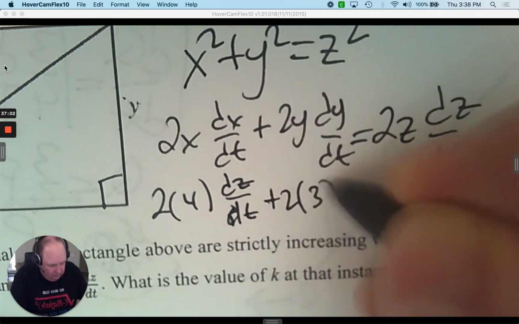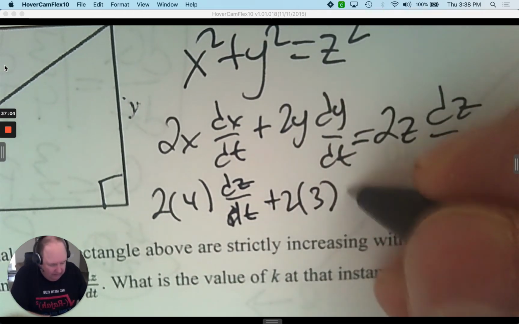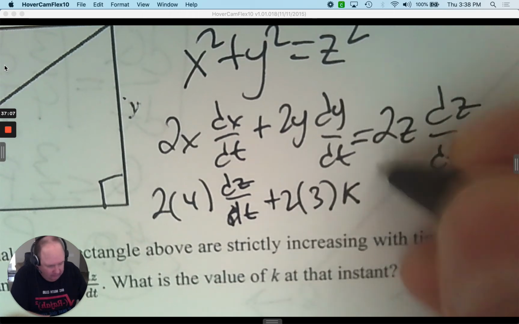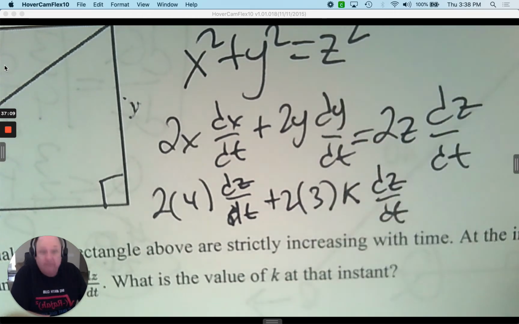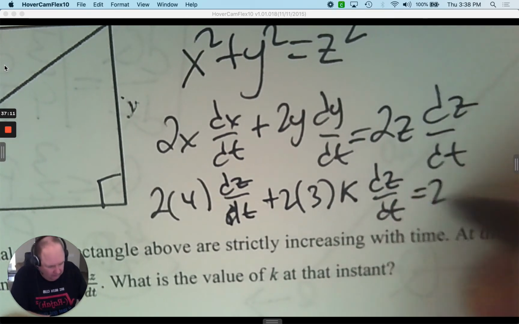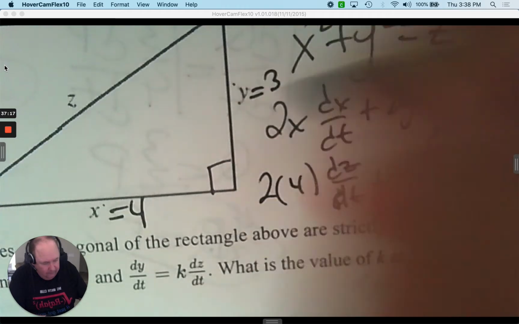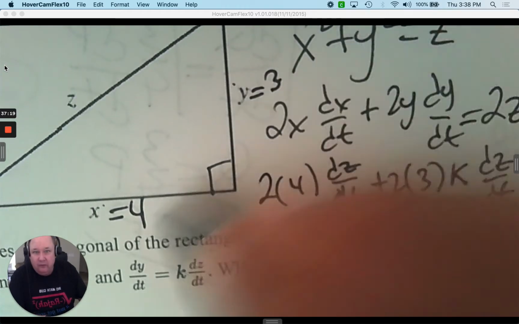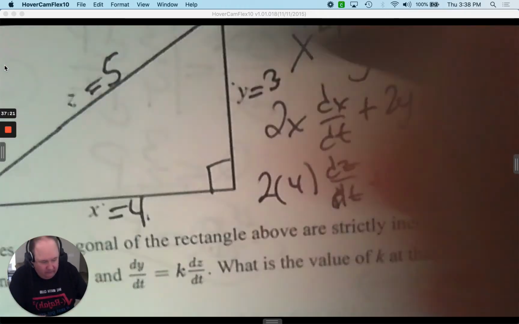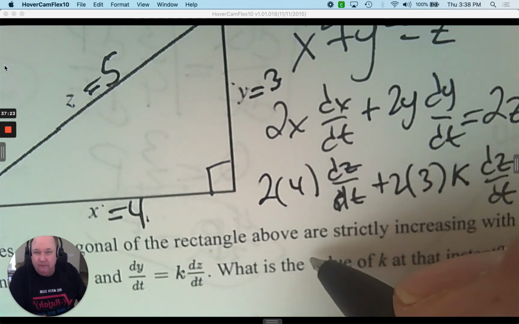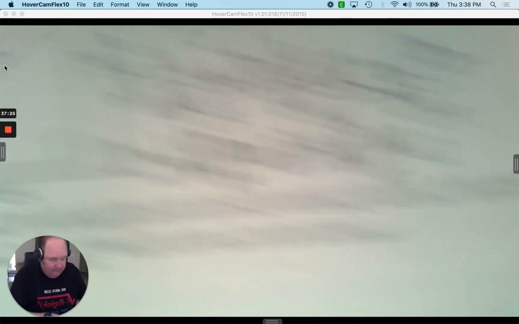Y is 3, and it says dy by dt is k times dz by dt. And then the last one, you're not given what z equals, but we can figure it out. If this is 4 and this is 3, this is a 3, 4, 5 triangle. You should have that memorized. So the hypotenuse is 5. So that's z.